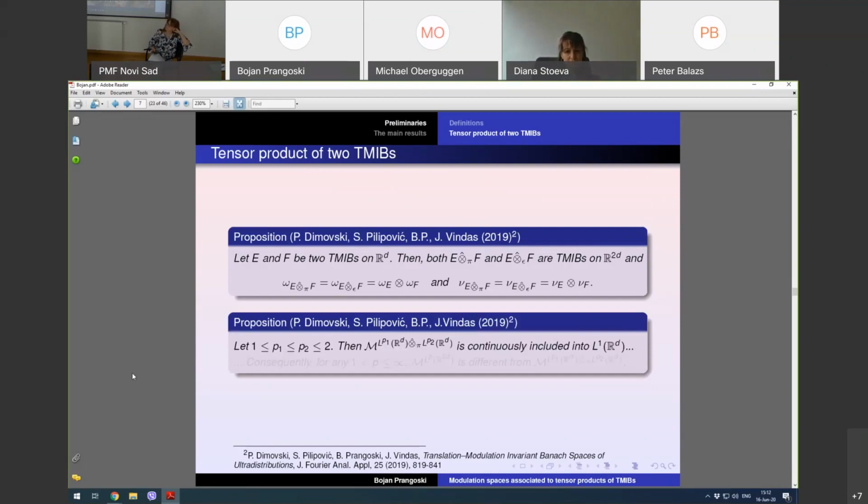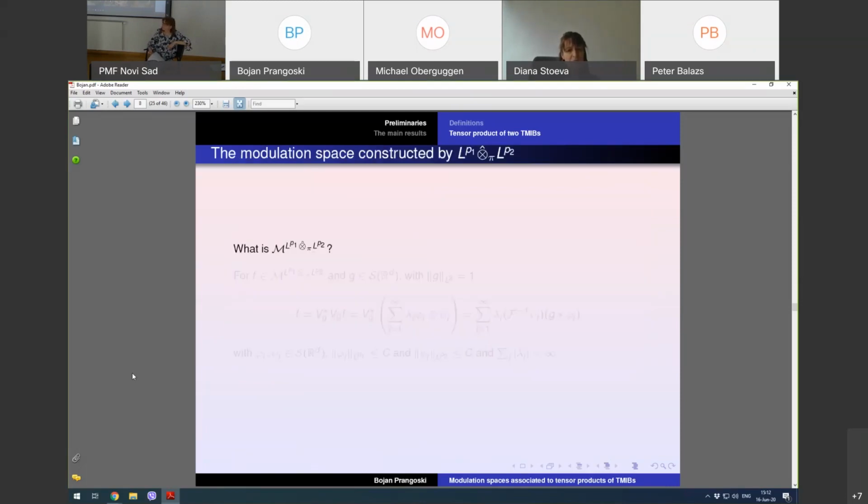For this reason, I have to recall one very interesting thing: for example, if p1 and p2 are between 1 and 2, and p1 is less than p2, then this modulation space is always included into the classical L1. As a consequence, one can deduce that this modulation space is always different from the classical modulation spaces constructed out of LP. Okay, so now the question is, what is the modulation space associated to LP1 completed tensor product with LP2?